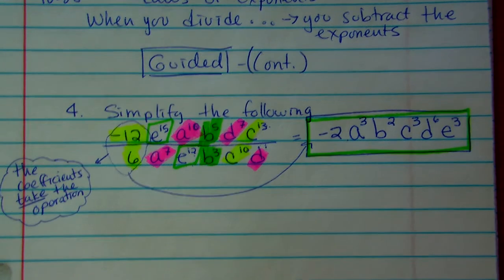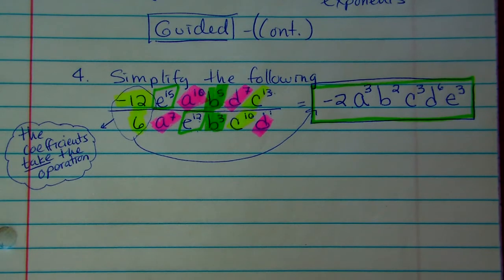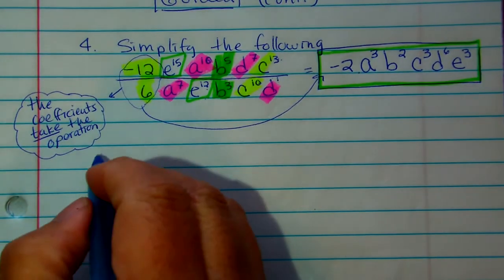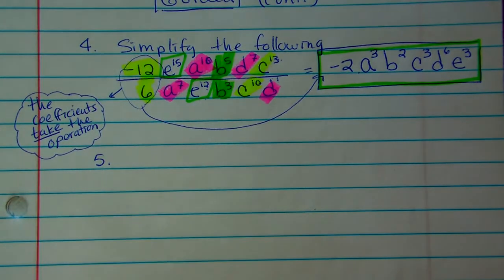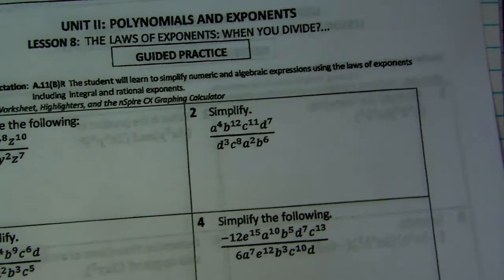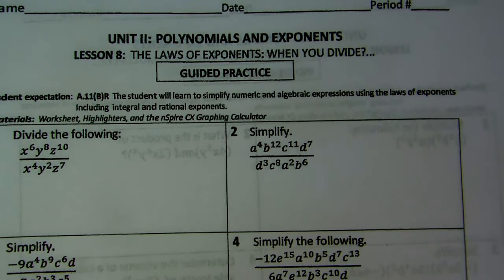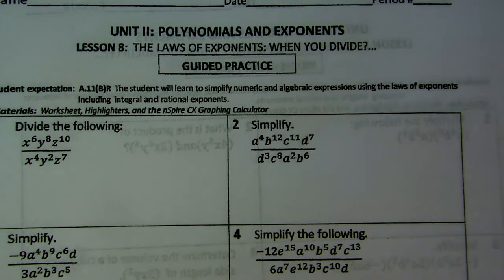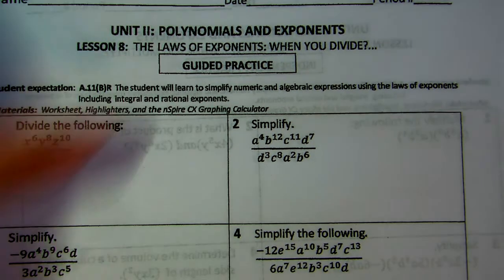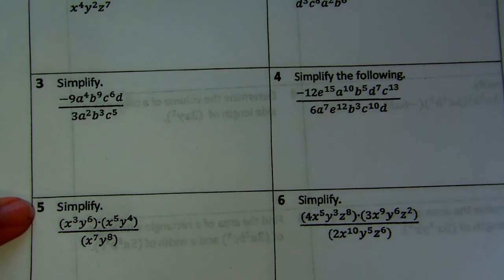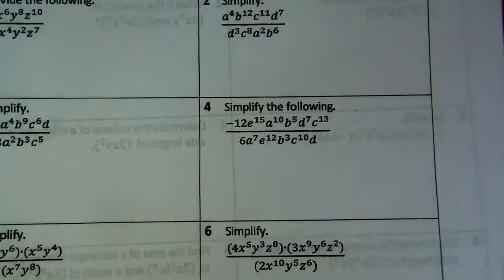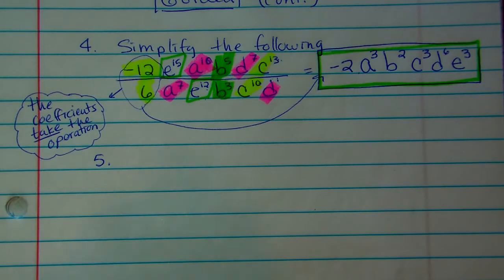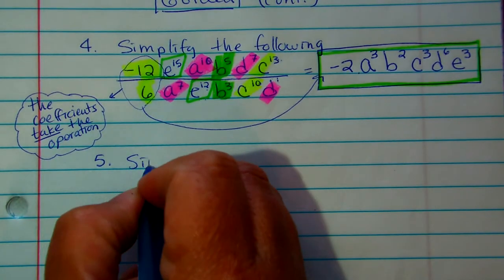Okay, now let's do number 5. We're still on the guided practice, okay guys? This is the paper from the textbook, from the training materials that I have. Guided practice, here's number 5. We already completed number 4. So I'm going to write down number 5, and the instruction says, simplify.